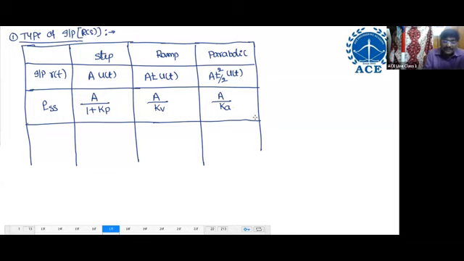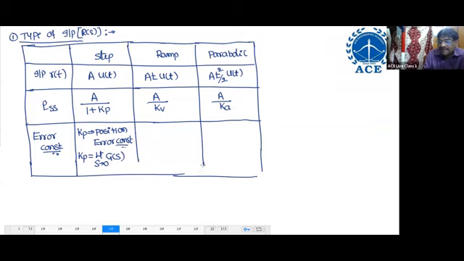Next, error constants. Kp is called the position error constant. What is Kp? Limit s tends to 0, G of s, where H of s should be 1.